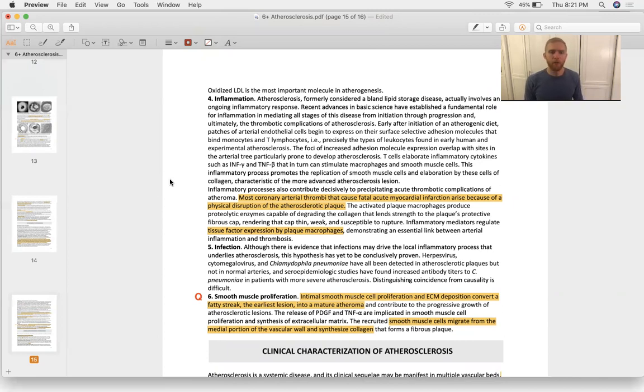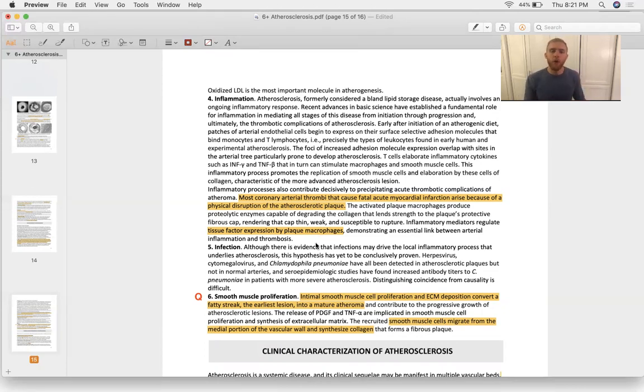I do think it's important to note, again here, that the thrombi that cause fatal acute MI are there because of a disruption of the plaque, because you don't get the clot until the plaque breaks off. And that's because tissue factor is not expressed on the surface of the plaque. It's only expressed on the subendothelial tissue, which gets exposed when the plaque ruptures and breaks off. And that's stated in very clear language immediately underneath: tissue factor expression by plaque macrophages.